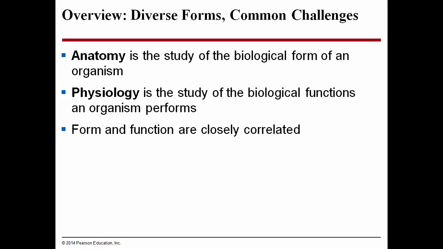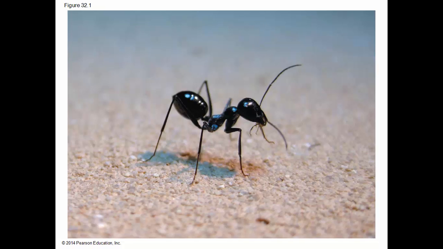There are diverse forms and common challenges to regulating the physiology of various organisms. Anatomy is the study of the biological form of an organism, and physiology is the study of the biological functions that an organism performs. Form and function are closely interrelated. The example we give here is one of the desert ant, which occurs in the Sahara Desert, perhaps one of the driest and most inhospitable regions on the planet.